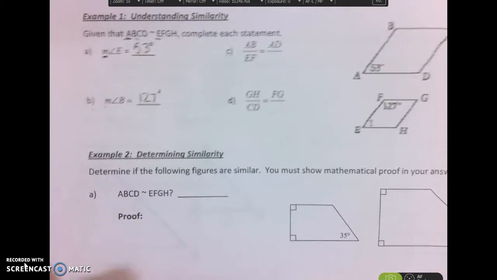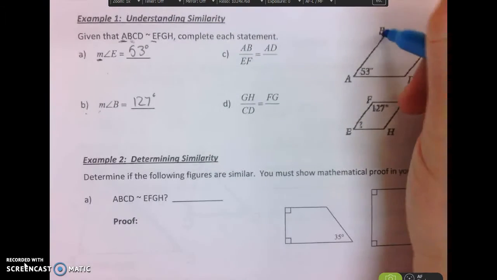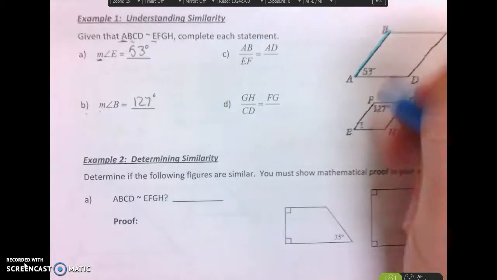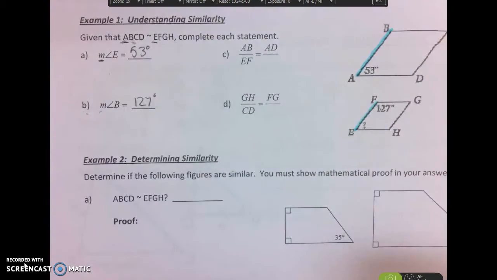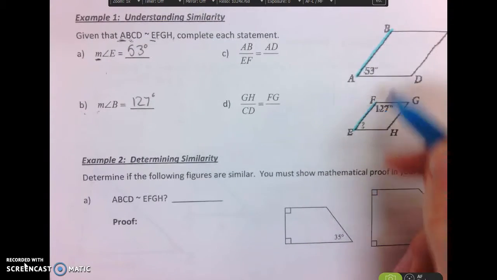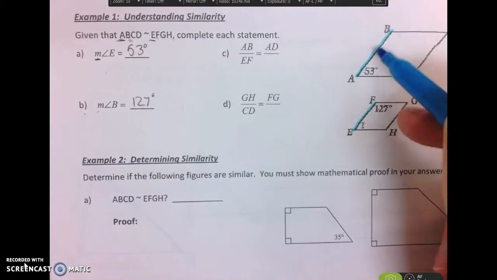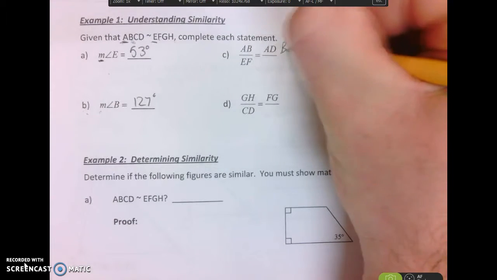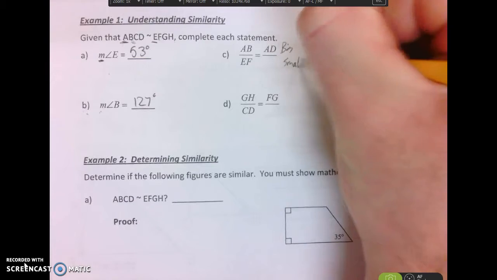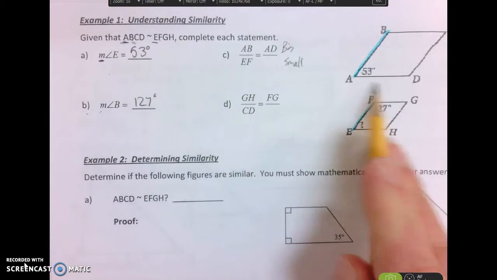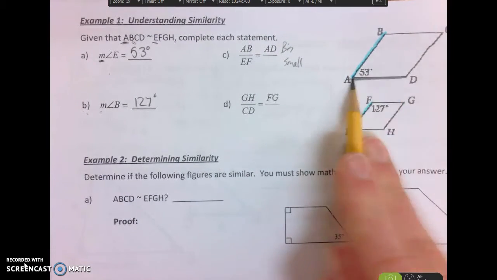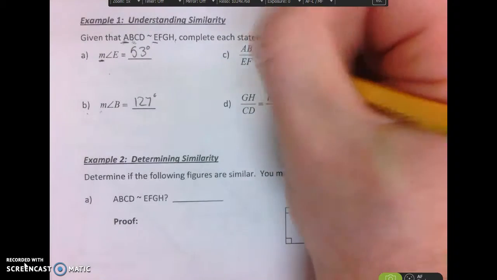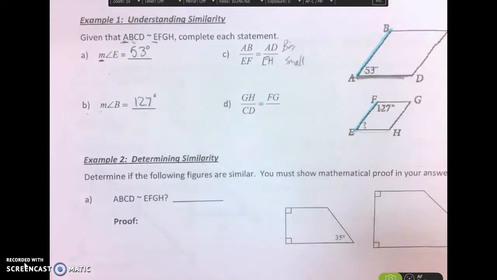Okay. For C, we got AB. I'm going to highlight it. AB compared to EF, or is proportional to EF. Okay, so I know those two go together. Notice they took the big shape and put it over the small. So this ratio is big over small instead of small over big. So now when we do AD comes from the bigger shape, and that is proportional to EH, same side on the smaller shape.